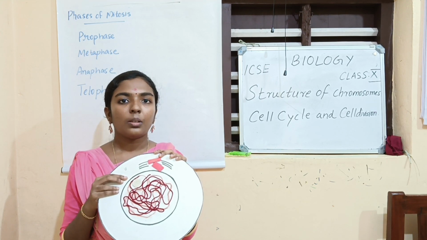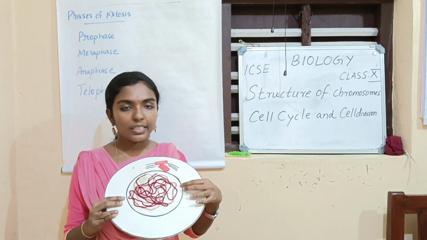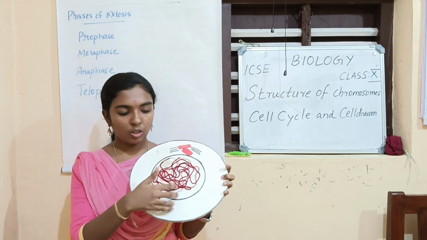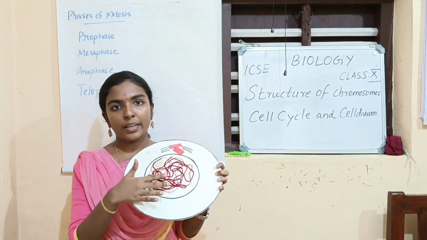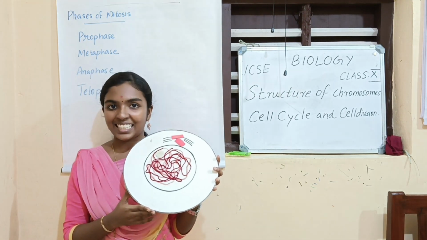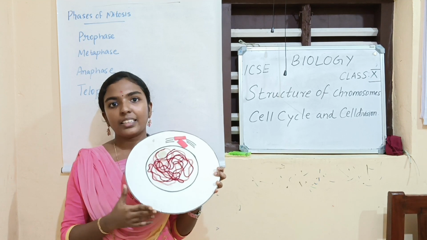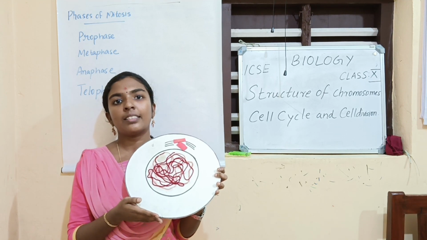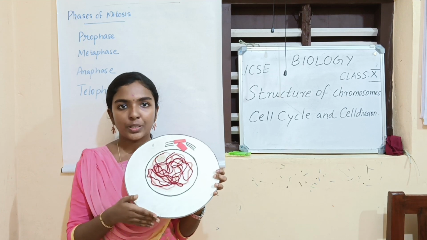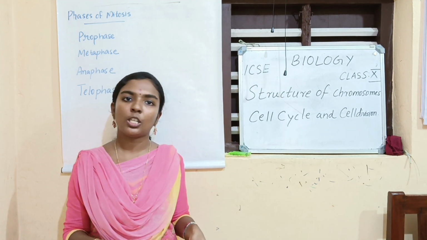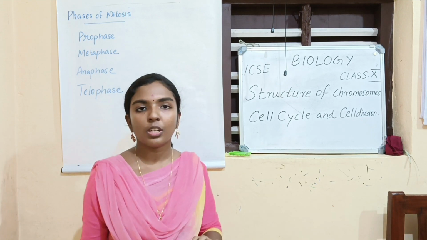Okay. Then this is the nucleus. In this nucleus, you can see the nucleolus and chromatin fiber, chromatin thread. So this is interphase, and this leads to division of the nucleus, and that's how the phases of mitosis start: prophase, metaphase, anaphase, and telophase. So now we are going to learn about prophase.